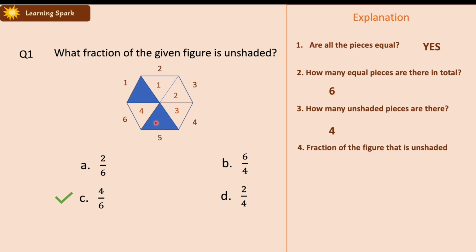And therefore, the fraction of unshaded pieces are 4 by 6, because the denominator is basically representing total how many pieces are there in this figure, and the numerator is representing how many pieces are we taking. So we are taking unshaded pieces only here, so we are taking 4 pieces out of 6, and that is represented by 4 by 6. Okay, that's why the answer is 4 by 6.